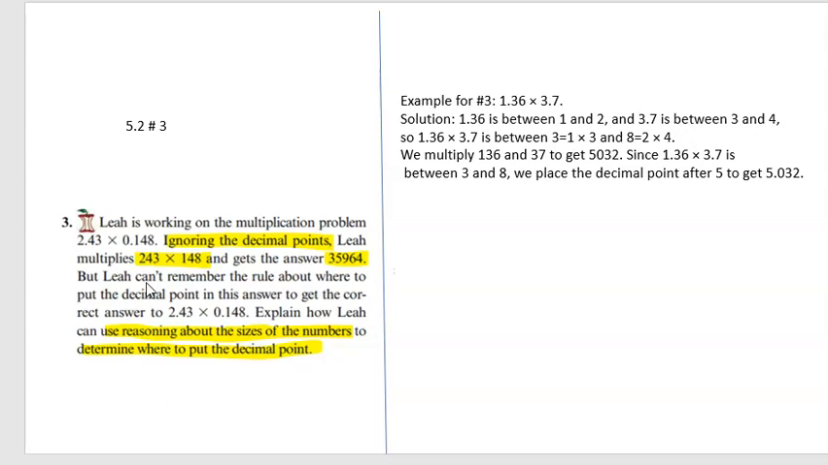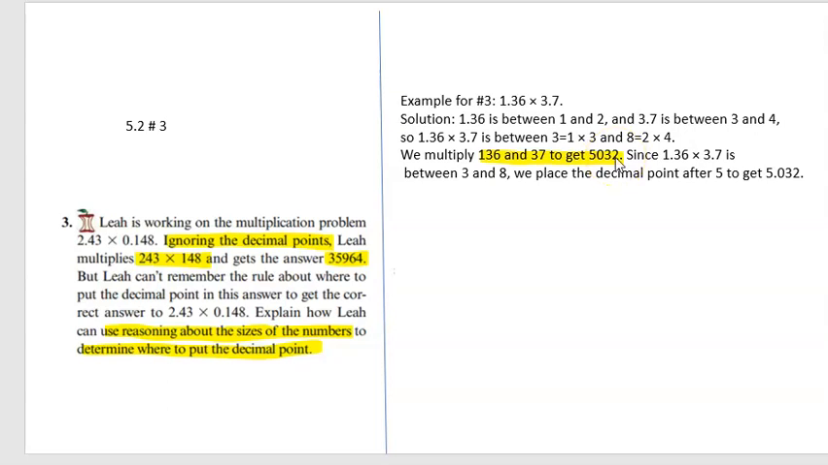So I'm going to give you an example here. Suppose Leah already multiplied 136 and 37 to get 5,032, and then she forgot where to put the decimal point, the rule. At this point, if you forgot the rule, what are the alternative solutions? It's kind of like a backup. So what we can do is use the size of each number.